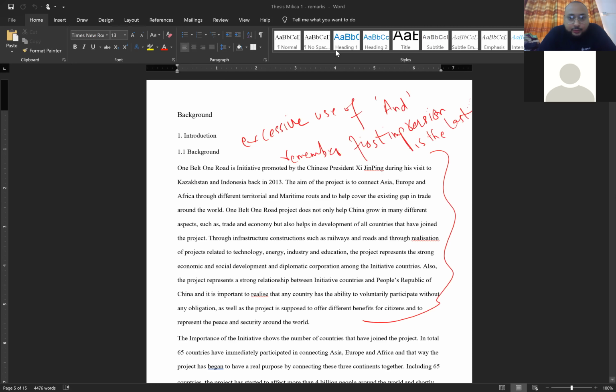So can you see the screen here? No, I can't see the screen. Oh yeah, now I can. Okay.